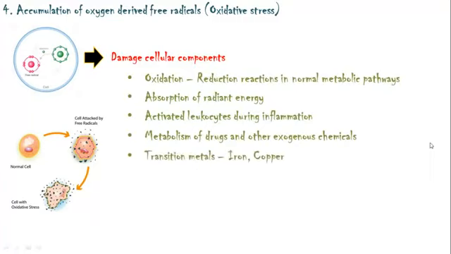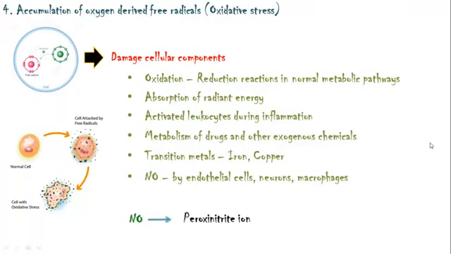Transition metals like iron and copper also have the ability to induce the generation of free radicals. Nitric oxide is produced by endothelial cells, neurons and macrophages. Although it is usually not a free radical itself, it can be converted into highly reactive free radicals, such as peroxynitrite ion, nitrate ions and nitrogen dioxide.